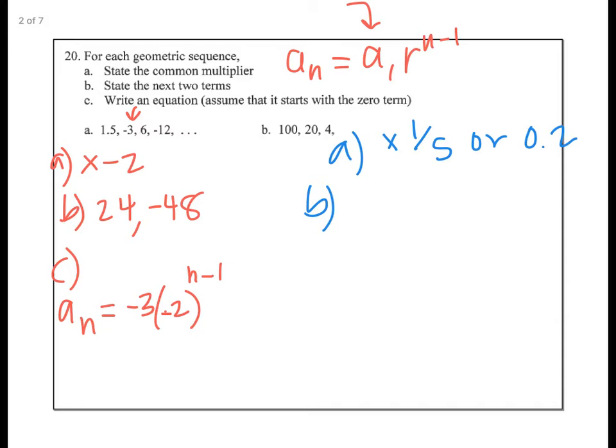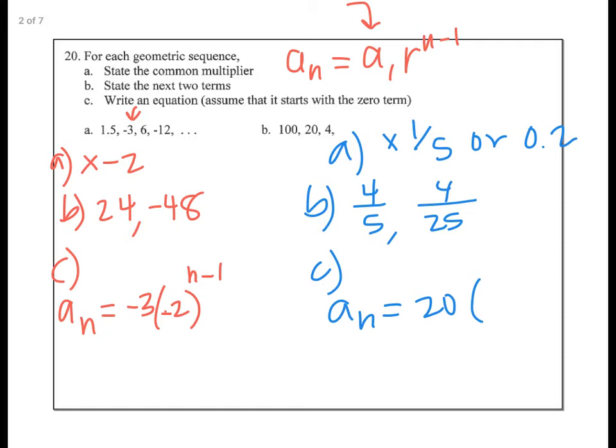So if I do 4 times 4/5, I would get 4/5, and then multiply that by a fifth, I would get 4/25. For C, write an equation. So it's going to start a sub n is equal to the first term, which would be 20, because it says it starts with the 0 term. And then we are multiplying by a fifth to the n minus 1.